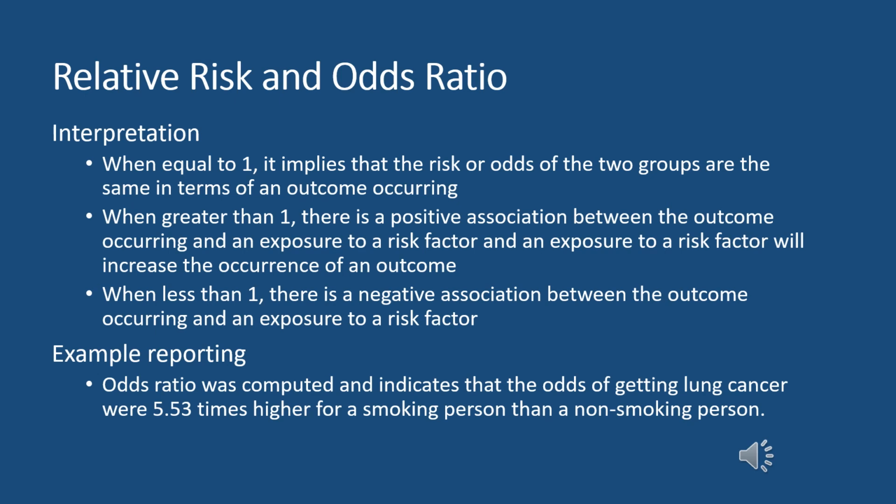So, for instance, for this last one, if it was a negative association, it would be that people that smoked were less likely to get cancer. An example reporting would be that, as indicated here, odds ratio was computed and indicates that the odds of getting lung cancer were 5.53 times higher for a smoking person than a non-smoking person. And if you go back to the previous slide, you'll see where the 5.53 was calculated.